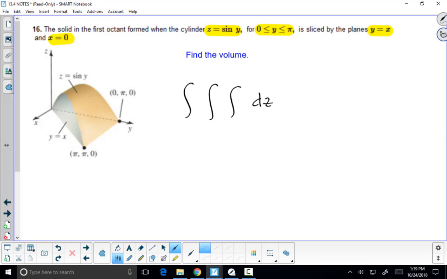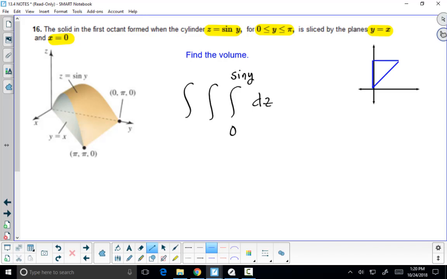So if we do it that way, then the lower surface is z equals 0, and the upper surface is z equals sine of y. Now we have to deal with the domain for those two surfaces. So we want to look at whatever the region in the xy plane is that defines the domain. Those are defined by y equals x and x equals 0. So y equals x is right there, x equals 0 is right there, and we have this triangle. That triangle is this triangle down here in the xy plane.